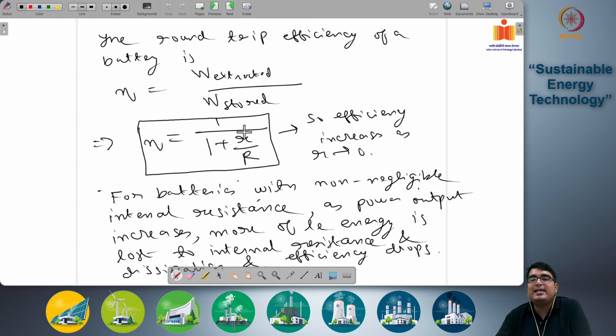Okay, so this is the extra value. And this is expected because you are driving that extra potential gradient within the battery, which is basically causing the extra value here. So this is the round trip efficiency of a battery. So again, if the internal resistance tends to 0, then the round trip efficiency increases.